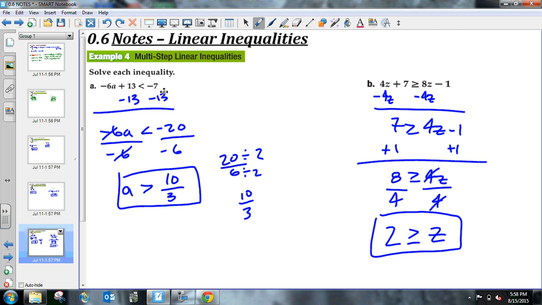So that's solving linear inequalities. I solve them the same way as I would equations. It's just that we get these mathematical statements in the end.